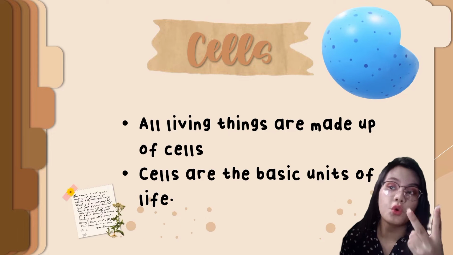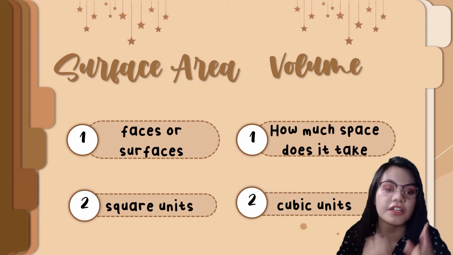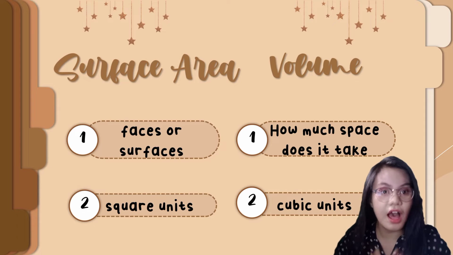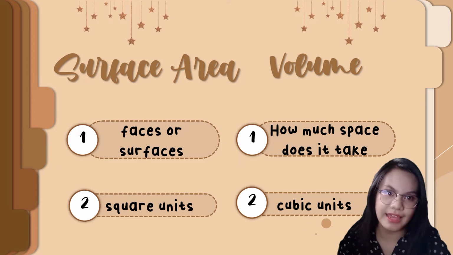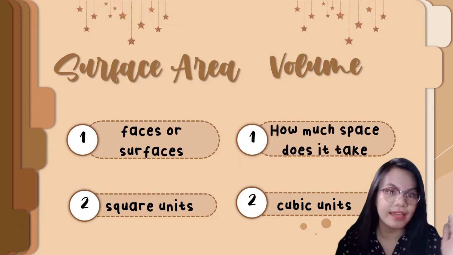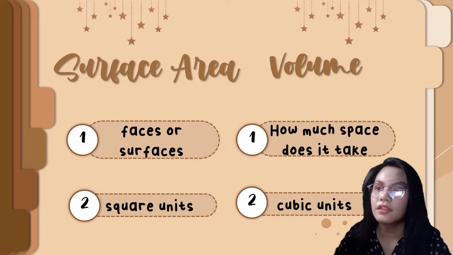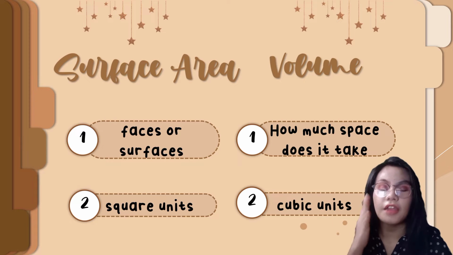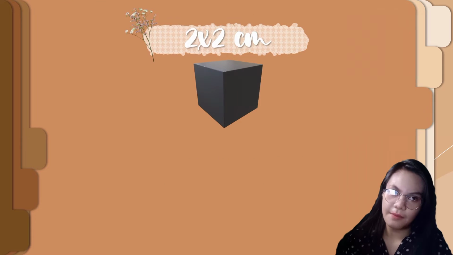Actually, there are two concepts that affect why cells are small: the surface area and the volume. Let's have a simple example: a loaf of bread. The surface area of the bread is crusty, and it has 6 faces: the top, the bottom, the front, behind, and the 2 sides, which we could measure in square units. The volume of the bread is how much space it takes up, and we would measure that in cubic units.